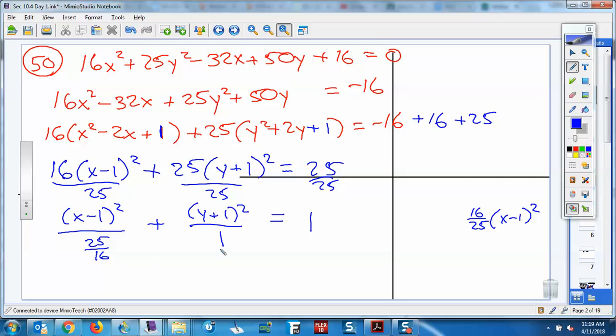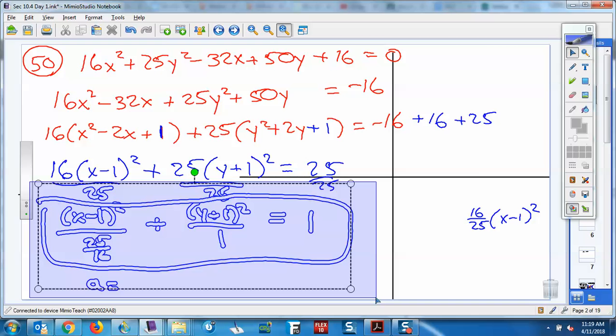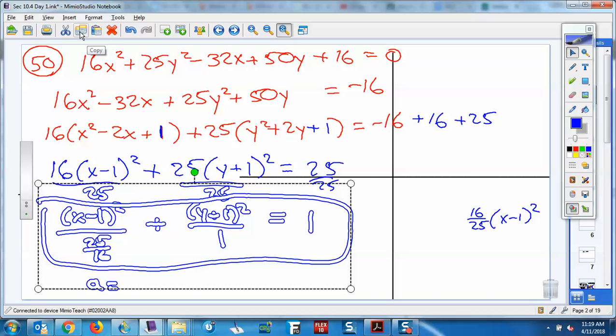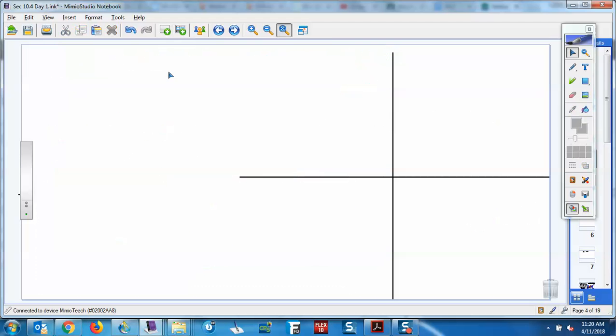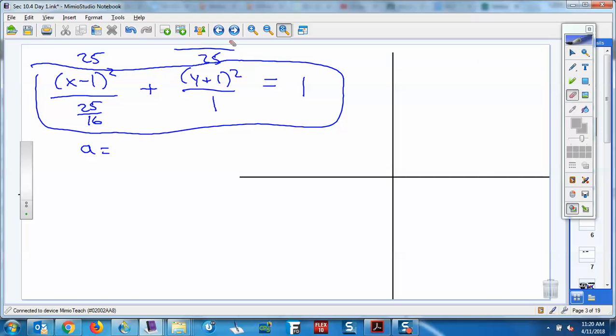So which one of those is bigger? This one, right? So this is our A. So I don't remember what were the directions here. Write it in standard form and then do all that other stuff. Center and everything. Okay, so let's go ahead and do that. So let's take this. I got way too much stuff. Let's copy that. Let's go to the next page. Okay, paste that in. So we got this.